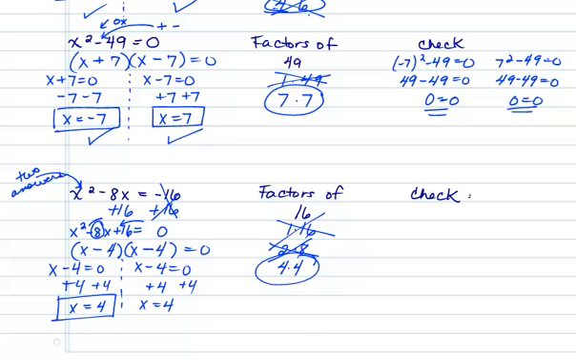So when I check this, I'm going to check it in the original, and I'm only going to check it once. In the original, though, 16 take away 32 equals negative 16. Yep, that checks. So you always have to have 0 on one side.